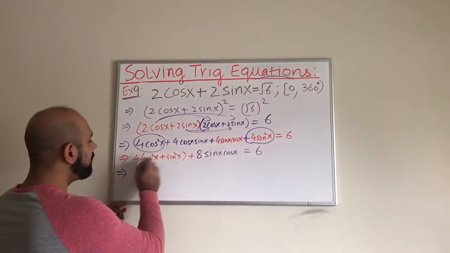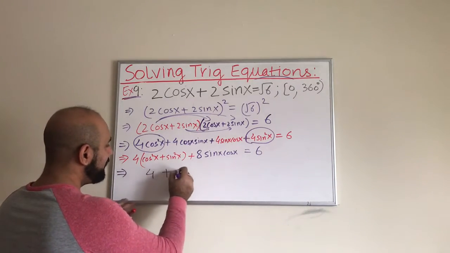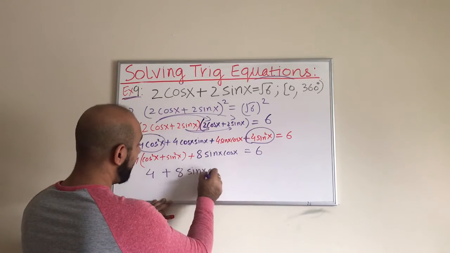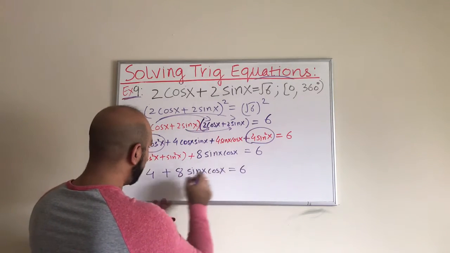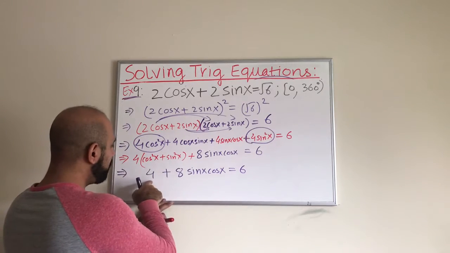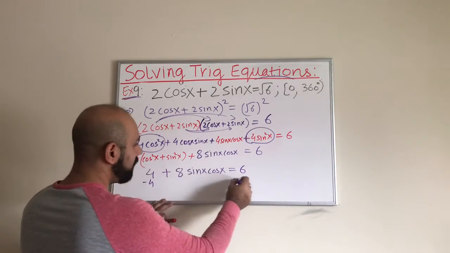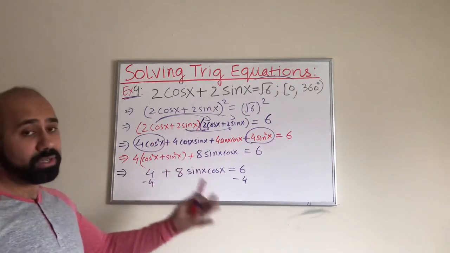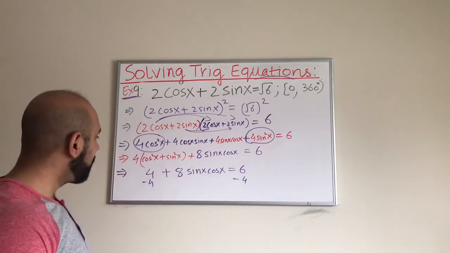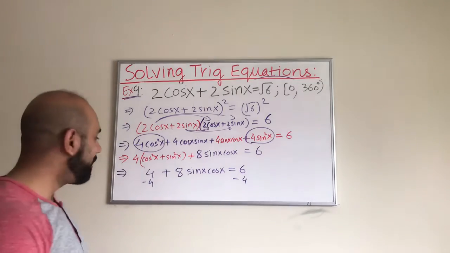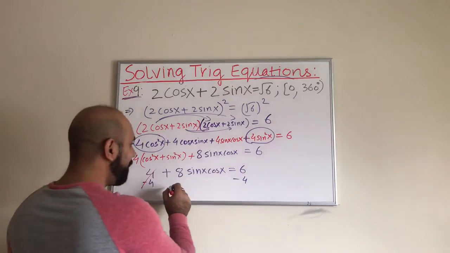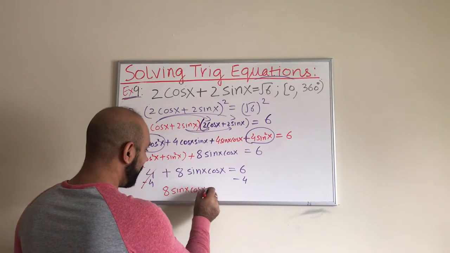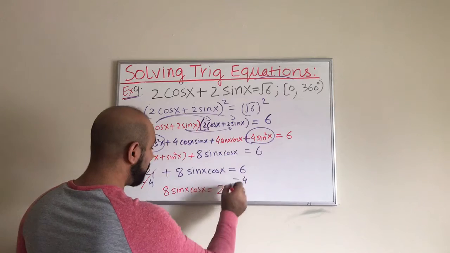So this is equal to 1, which means 4 times 1 is 4. Let us first just rewrite this, and then we're going to simplify it. From here, I'm going to subtract 4 from both sides, because my goal is to isolate the trig functions. I still have two different trig functions, but we're going to transform this into one single trig function pretty soon. So guys, this crosses out. What do I have? I have 8 sine x cosine x equals 6 minus 4, which is 2.